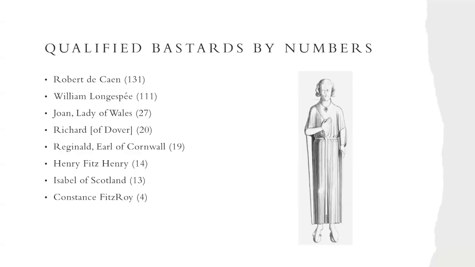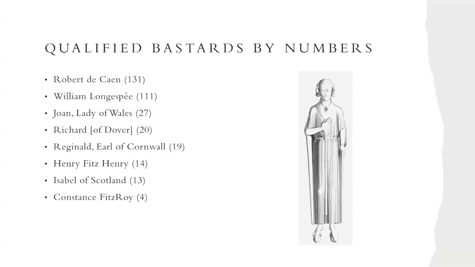So it shouldn't be any surprise that the most frequently used bastards derive from the earliest kings. These being 131 members have joined under King Henry I's son, Robert of Caen, Earl of Gloucester, and 111 under Henry II's son, William Longsby, Earl of Salisbury.